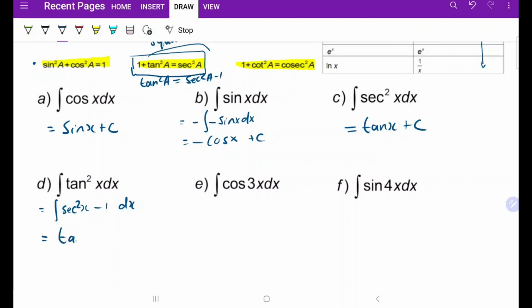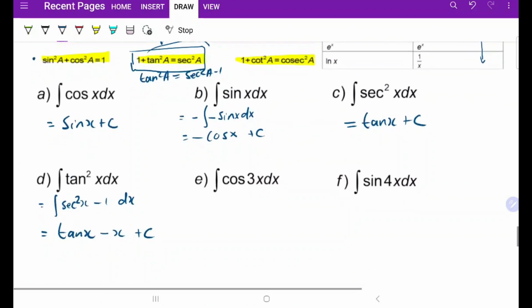So this becomes tan of x. And the integral of 1 is simply minus x plus the constant of integration. And there we are done. And this is how we'll be able to integrate tan squared x. Remember to use the identity.